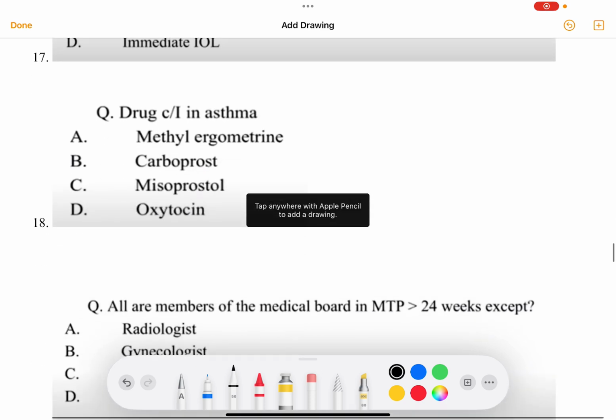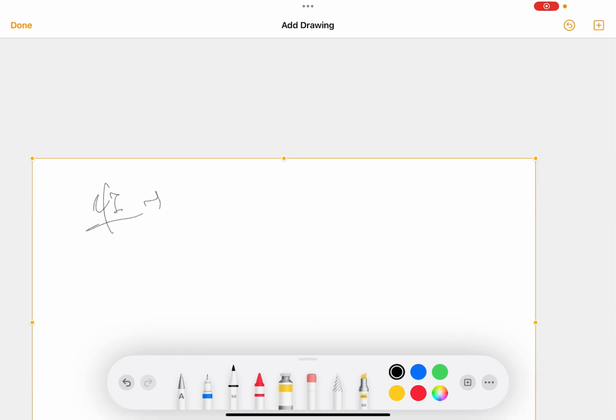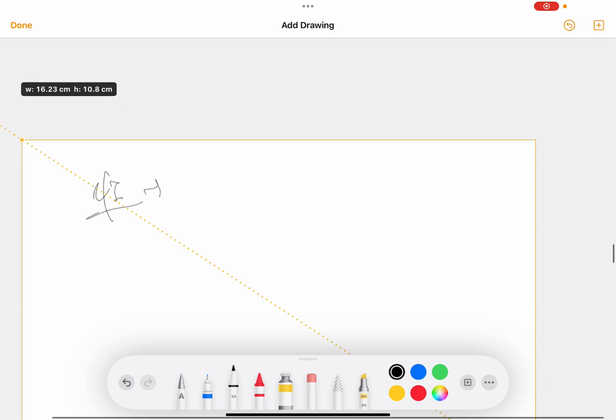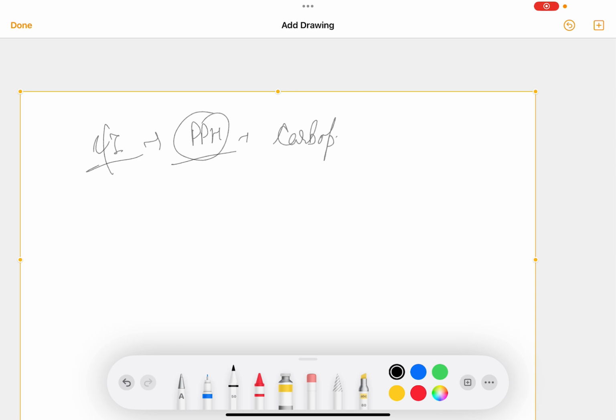Which drug is contraindicated in asthma? Remember, in asthma, number 1, we don't give many of the drugs. So in PPH, if you see the drugs used, carboprost is prostaglandin F2 alpha. This is contraindicated in asthma.